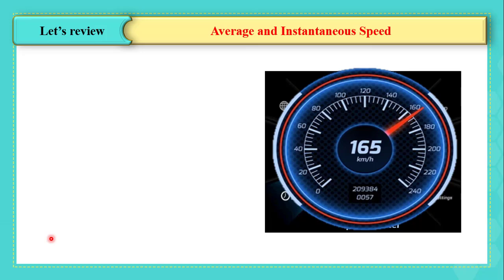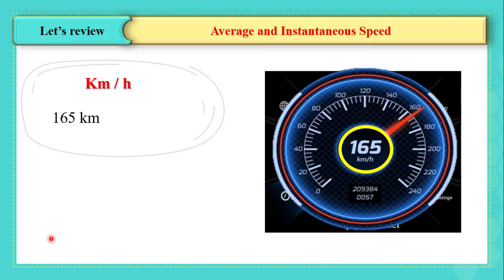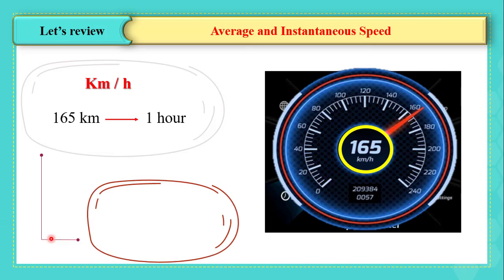Consider the following example. The speedometer indicates 165 km per hour. It means that while moving at this speed, the car covers 165 km in 1 hour. Analyzing the unit of speed, what do you expect to be its formula? The speed is measured in kilometer divided by hour. The kilometer is the unit of the distance traveled by the car, and the hour is the unit of the duration of time taken by the car to cover this distance. Then, the obtained formula is V equals D divided by delta T.